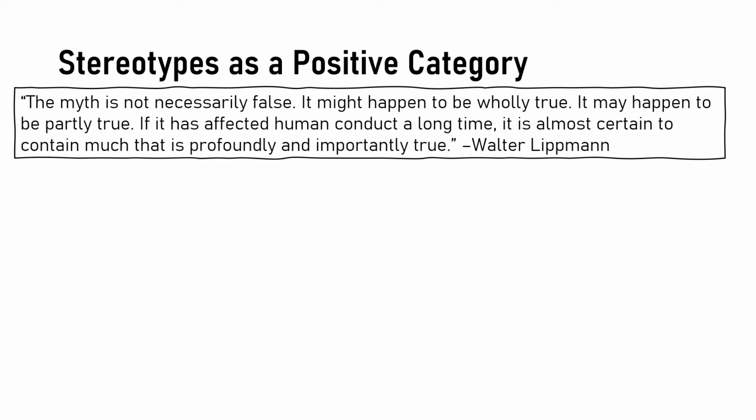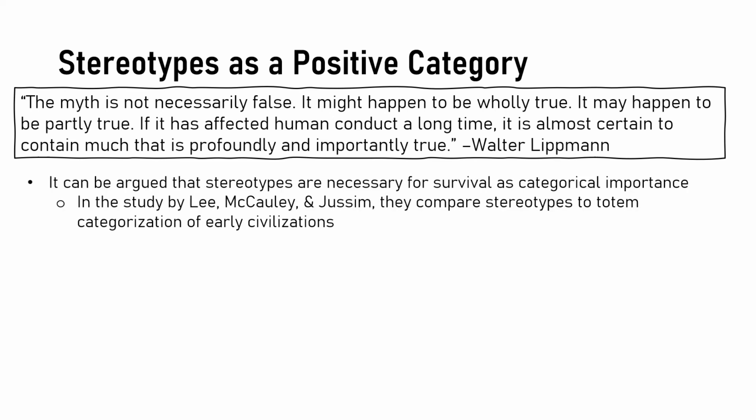So working with this quote, Lee, Macaulay, and Jost, again, this is from Lippmann, who coined the term stereotype. Lee, Macaulay, and Jost took this quote and argue that stereotypes are necessary for survival as categorical importance because stereotypes represent a type of totem for civilization today, wherein we can more easily store information about others using stereotypes and can pull from that when we don't have any other definitive information to pull from to make assumptions. And because of that, stereotypes can be a positive category.